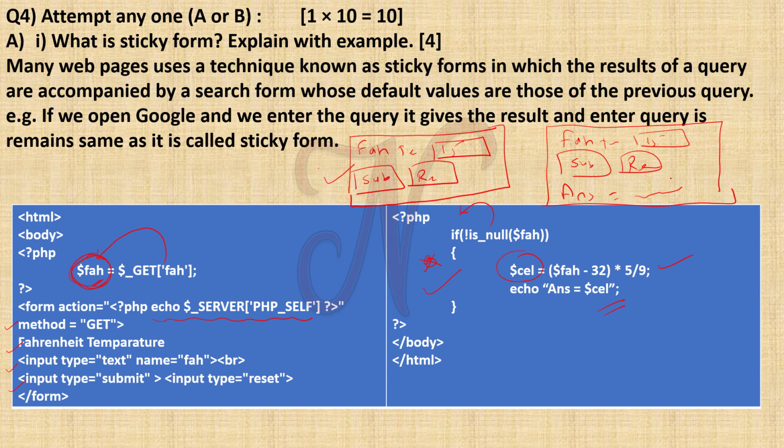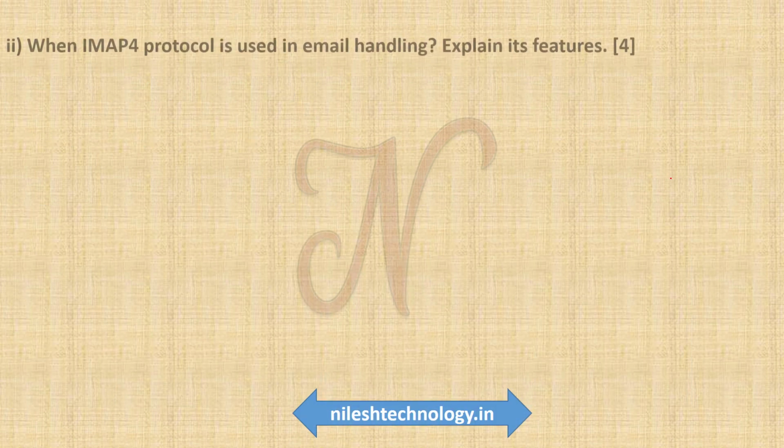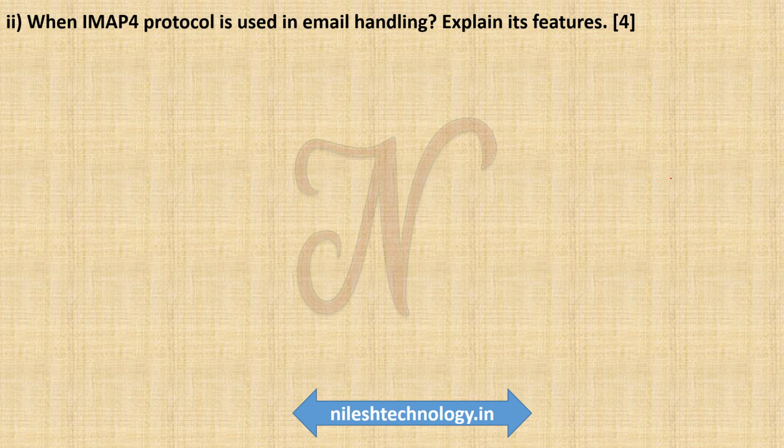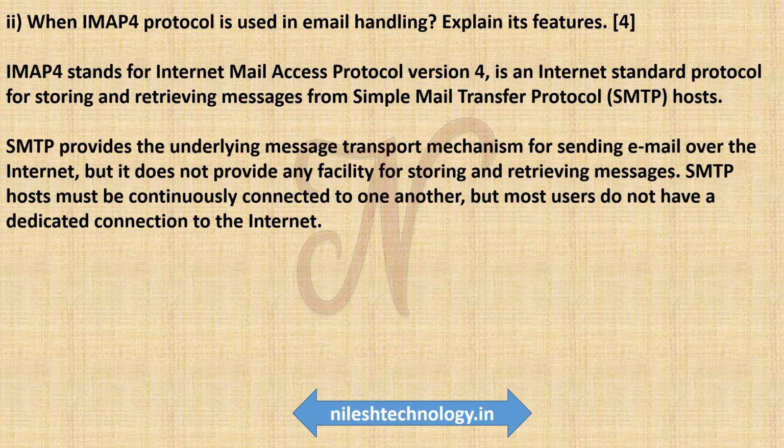Okay, so the next one is: when the IMAP4 protocol is used in email handling, explain its features. It is a networking related protocol. It stands for Internet Mail Access Protocol version 4. It is an internet standard protocol for storing and retrieving messages from SMTP. SMTP provides the underlying message transport mechanism for sending email over the internet, but it does not provide any facility for storing and retrieving the messages.